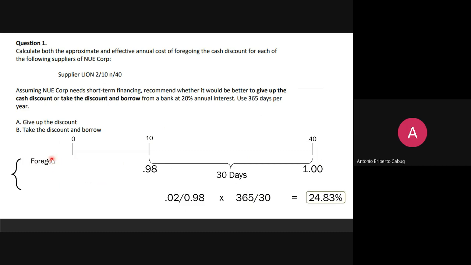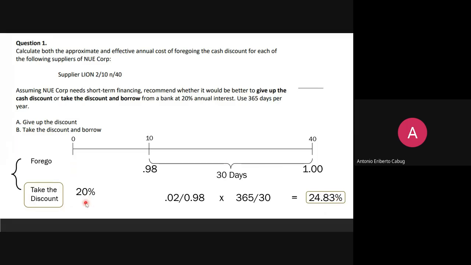If we take the discount, we will have to pay on day 10. Okay? If we take the discount, kailangan natin bayaran ng day 10. If we pay on day 10, mauubusan tayo ng pondo, no? We will need additional funding kasi babayaran na natin ng day 10. So where will we go? We go to the bank and borrow at 20%. Doing so would mean that we will incur an interest of 20%. If we forgo the discount, ito yung interest rate natin. If we take the discount, ito yung interest natin.